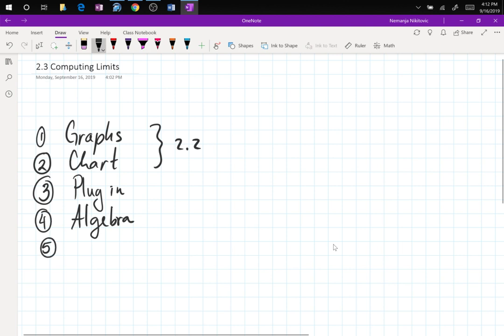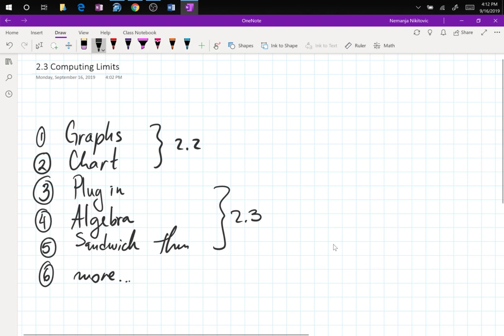Number five, well, we'll see there are also ways to compute this using some other theorems in calculus, such as the sandwich theorem. We'll talk about it. So all of these are 2.3, and then there is more coming up later in the chapter in 2.4 and 2.5, in terms of asymptotes and infinities and so on. So we'll deal with that when we get there.